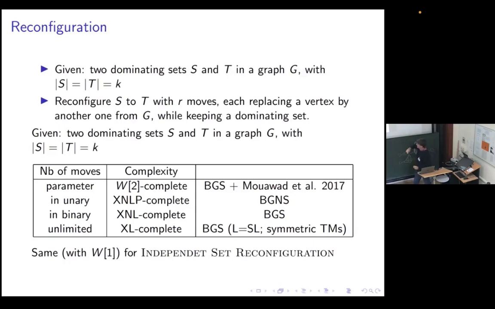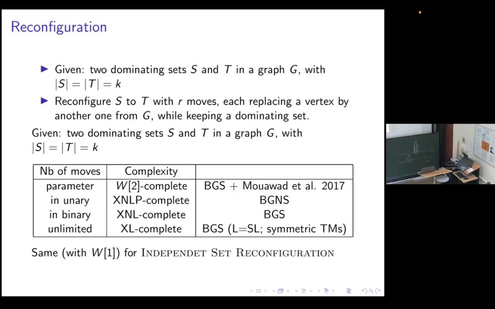Now you can look at this problem in different variations. You can look at different move types, and for several different move types the same thing holds. But you can also look at how many moves I have. You can say, okay, I can take as many moves as I want, or the number of moves is given, and then it can be given just as another parameter of my problem, or it can be given in unary, or it can be given in binary, and the complexity depends on that.